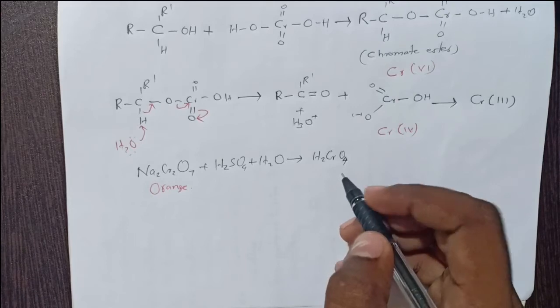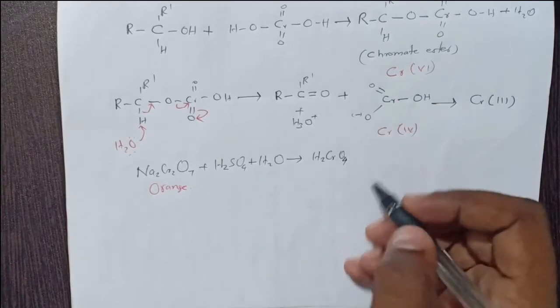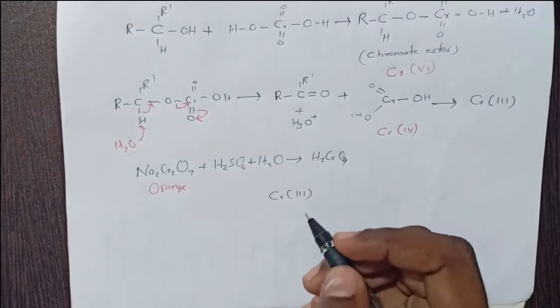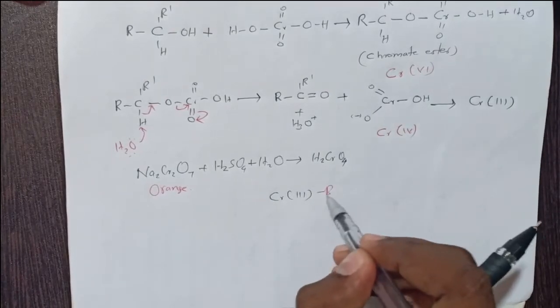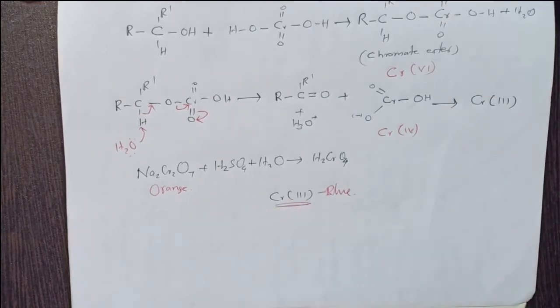When chromic acid oxidizes the alcohols to carbonyl compounds, the chromium species forms a stable chromium with the oxidation state 3. This is in blue color. This chromium 3 species is blue in color.